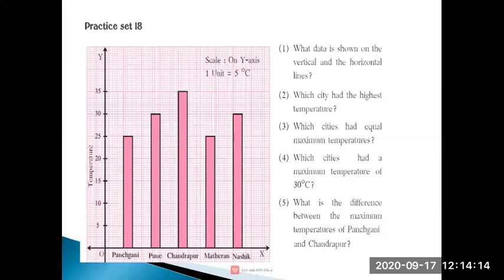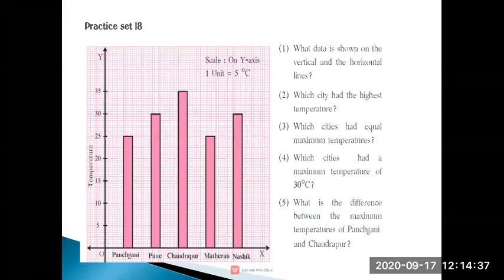Students, you are just going to write the answers in your workbook. You are not going to draw it because it is already in your workbook or in your textbook. So you people are going to write the answers. Now the third is Chandrapur. Chandrapur is showing how much degree? Very good. Chandrapur is showing 35 degree.